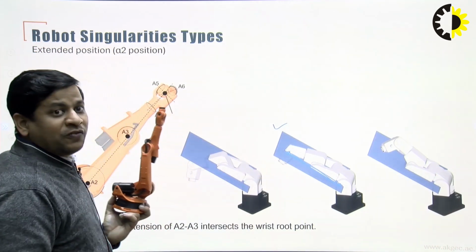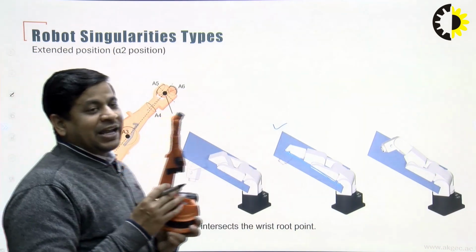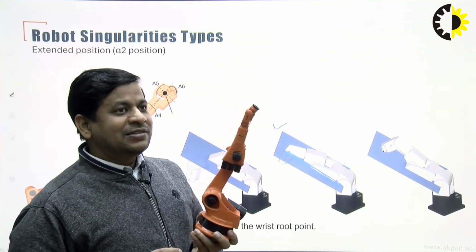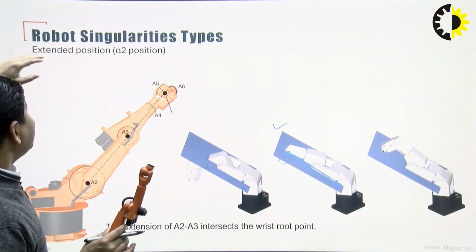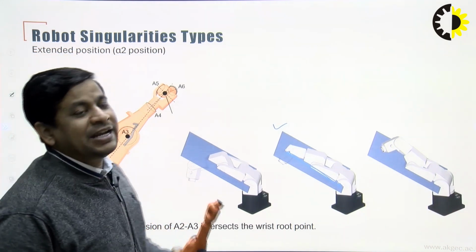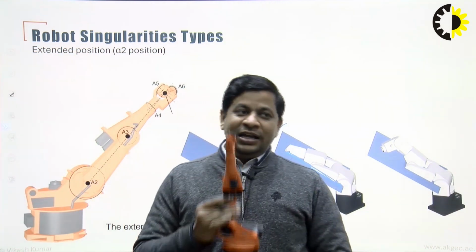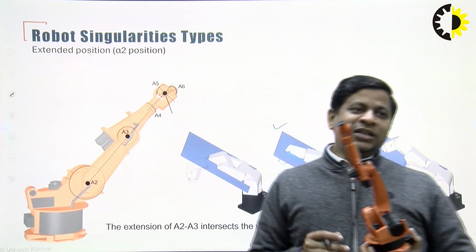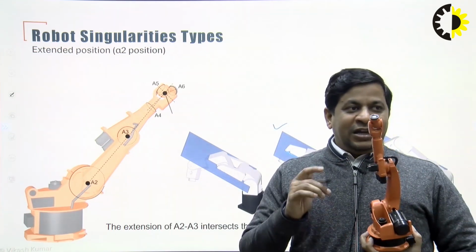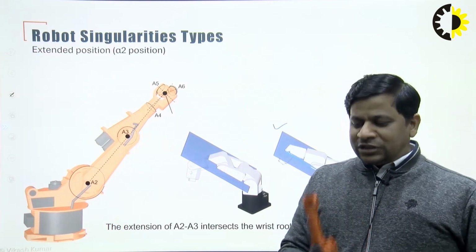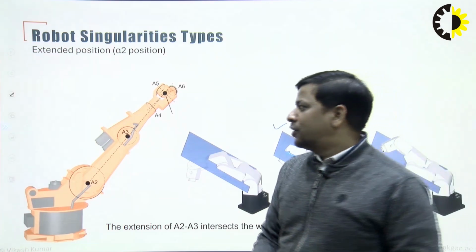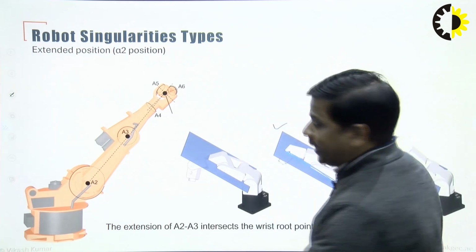Because of that, again a situation arises that is basically a singularity condition, and that is known as extended position singularity. In this case also, the robot is not able to move in a very fast manner because it is getting confused how the robot has to reach from the current location to the final location.